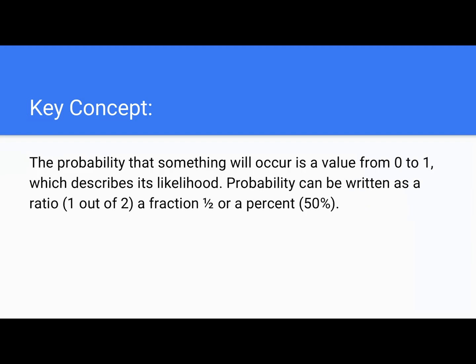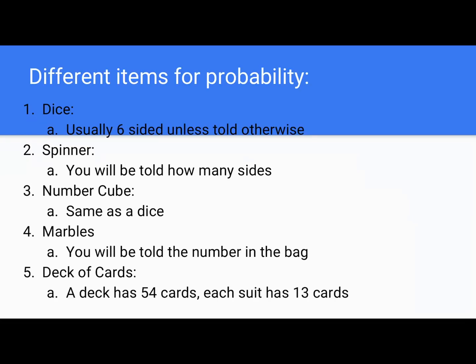All right, so here's our key concept. The key concept is that probability is something that will occur with a value from 0 to 1, which describes its likelihood. So probability can be written as a ratio, like 1 out of 2, a fraction, like 1/2, or a percent, like 50%. All three of those are equal: 1 out of 2, 1/2, and 50% are all equal probabilities.